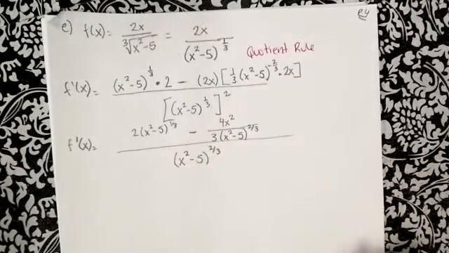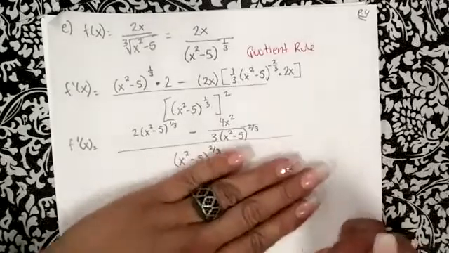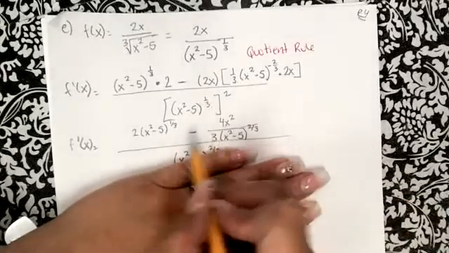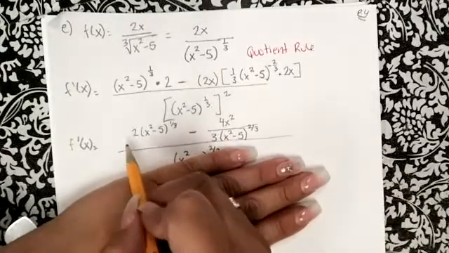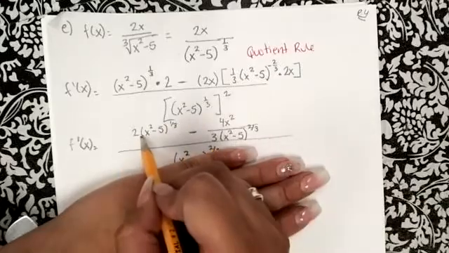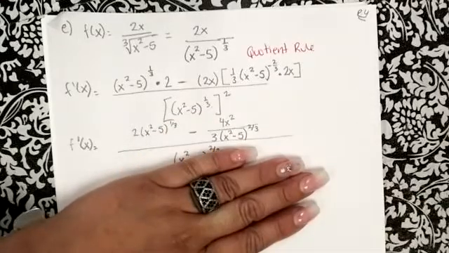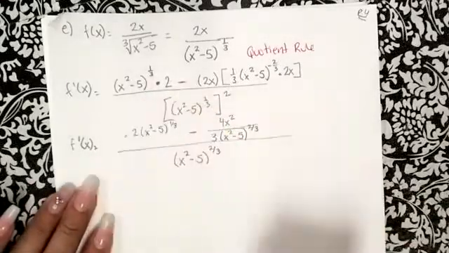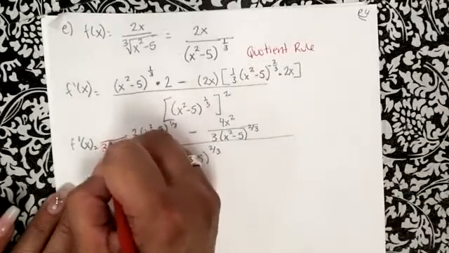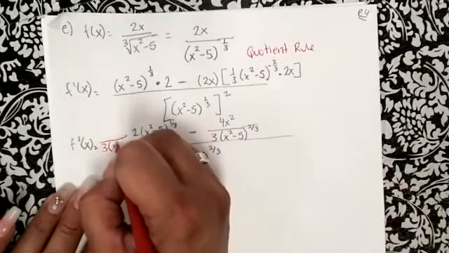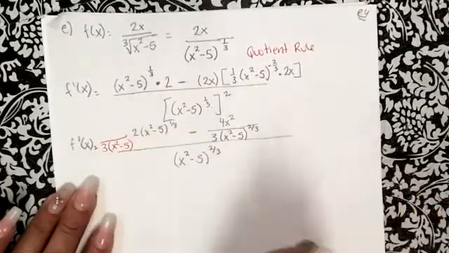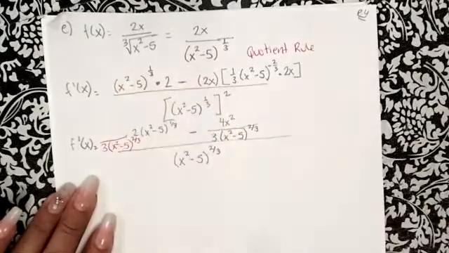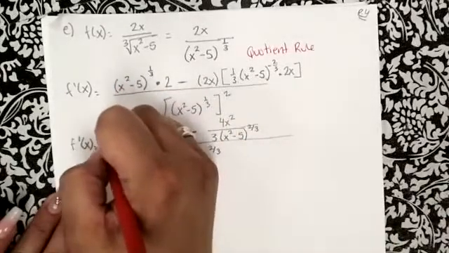Now, if you look at your numerator, you need common denominators here to combine them. So this denominator needs to match this one because right now it's over 1. So I'm going to multiply the left side by a 3 times x squared minus 5 raised to the 2/3 power. And whatever I do to the bottom, I'm going to do to the top.